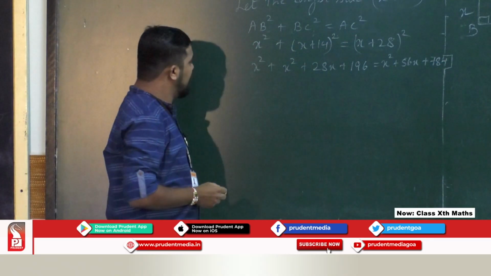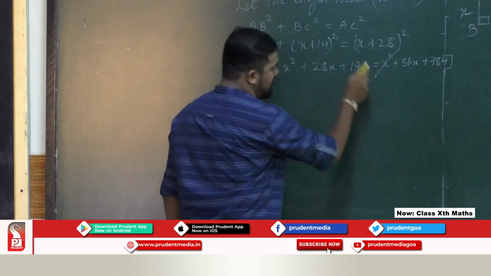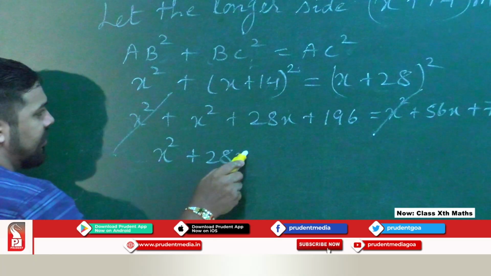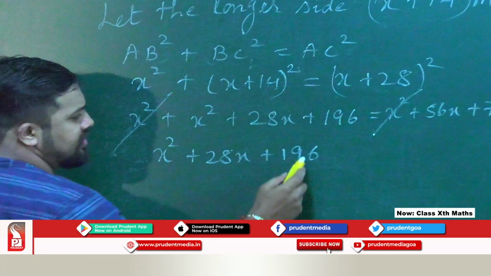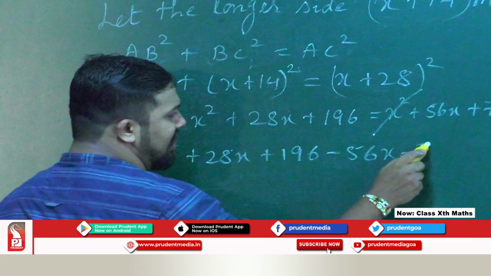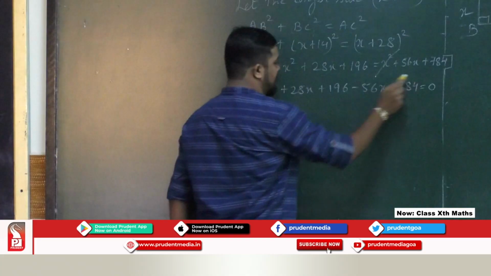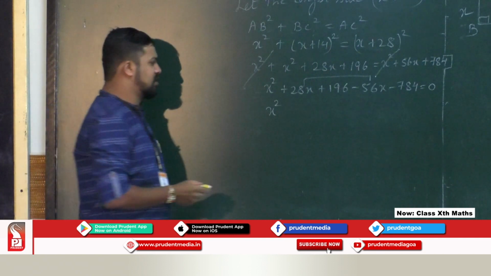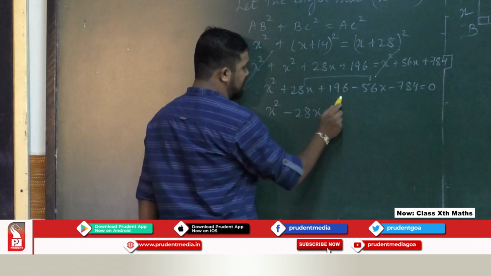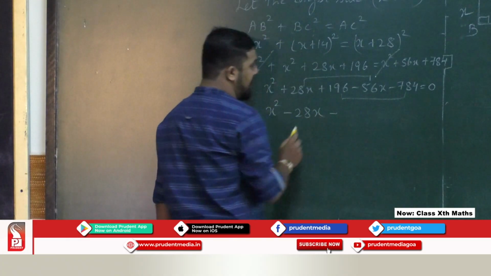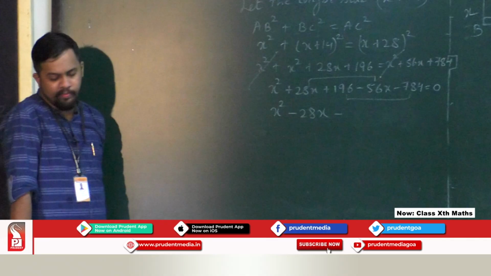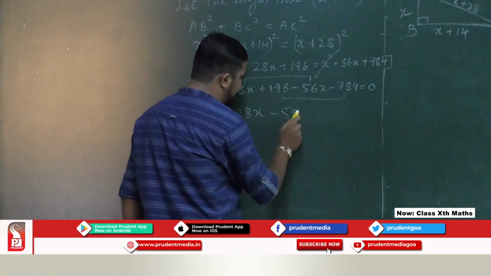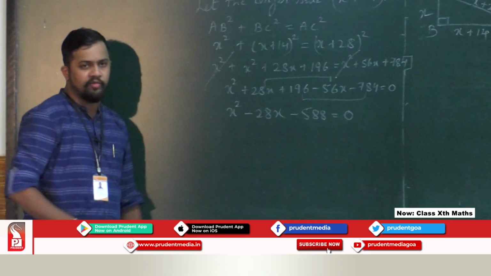Like terms cancel. What remains here is x square plus 28x plus 196. Bring these terms, minus 56x minus 784. So x square, 56 minus 28 is minus 28x, and 784 minus 196 gives minus 588 is equal to 0.